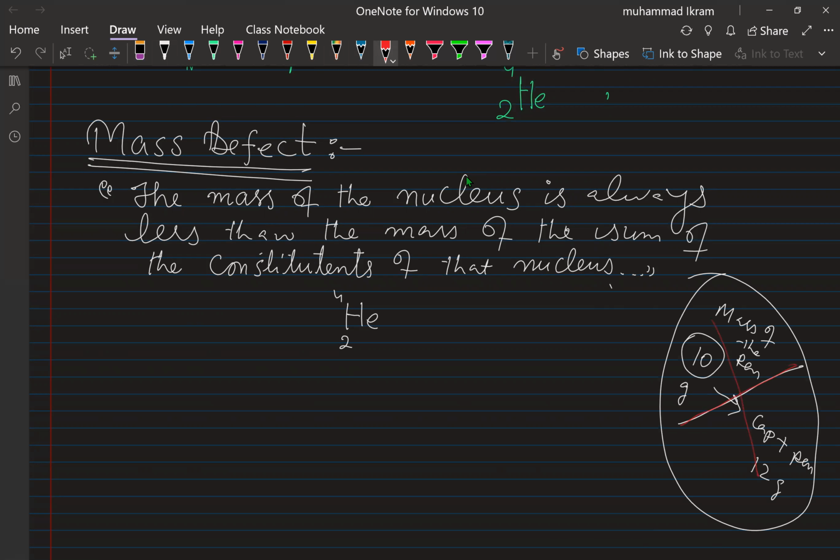The same thing is happening here, that the mass of the nucleus is always less than the mass of the sum of its constituents, right? So where does the missing mass go? That is a big question here. That missing mass we call the mass defect, and that is in fact the mass which is destroyed when the nucleons are combined to form a heavy nucleus, and that mass is converted into energy.